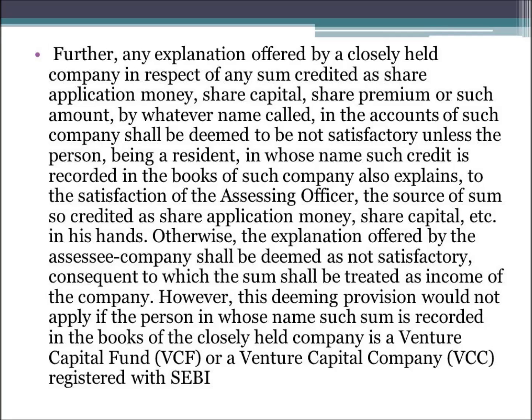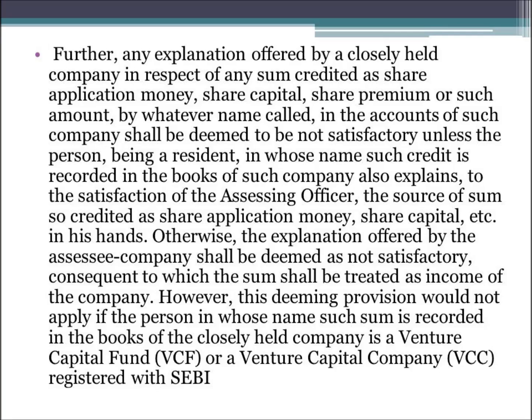So, what this point is saying is that if such type of company in which the public is not substantially interested at large, if in this closely held company's accounts, any sum is credited as share application money, share capital, share premium, etc., meaning that they are showing in their books of account some money as share application money, like they have issued shares, and for that they have received money as share capital, meaning the same, that they have issued shares of their company and they have received money for those shares, and that is showing as credit in their books of account.